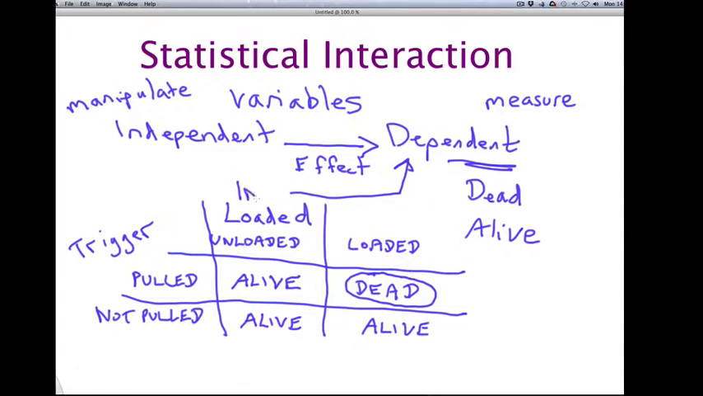Loaded is one independent variable, trigger is the other independent variable, and when the two variables combine under certain conditions, it has an effect on the dependent variable. But when they're not combined under those conditions, it has no effect. So this is an example of an interaction where there is no main effect. It's only when the two variables combine that you have an effect on the status of being dead or alive.